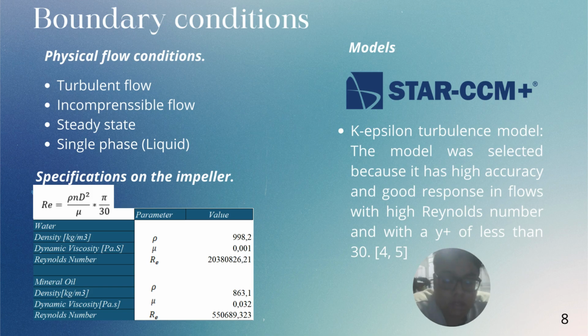Models. The flow was simulated in the STAR-CCM+ program with the k-epsilon turbulence model. The model was selected because it has high accuracy and good response in flows with high Reynolds number and with a y+ of less than 30.